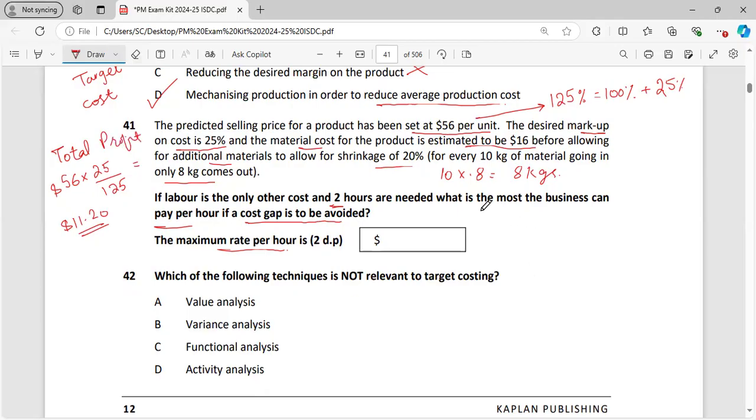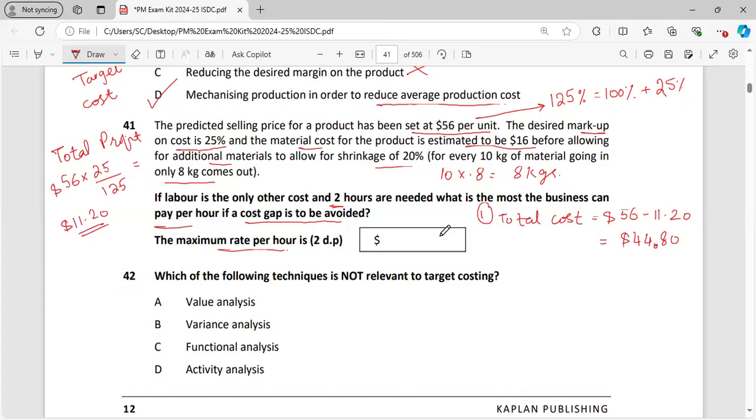What will we do? We will calculate total cost, which is equal to 56 minus 11.2, which is 44.80. Now we will calculate the labor cost.